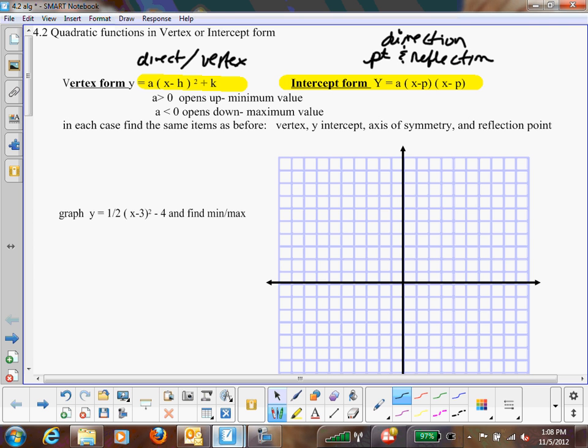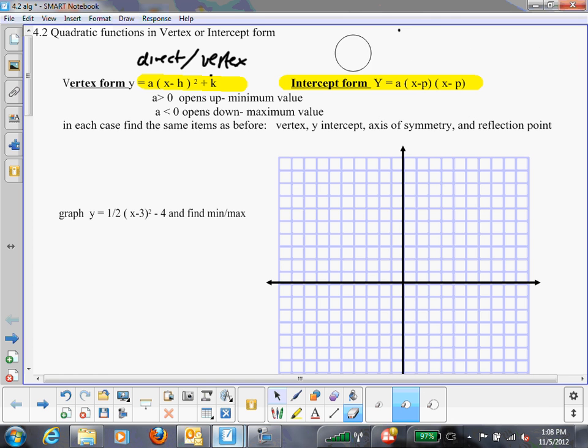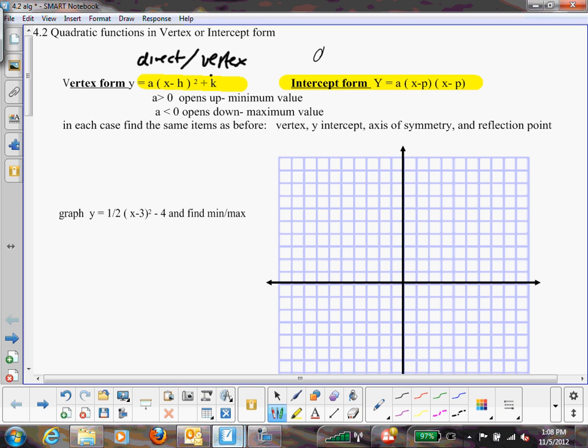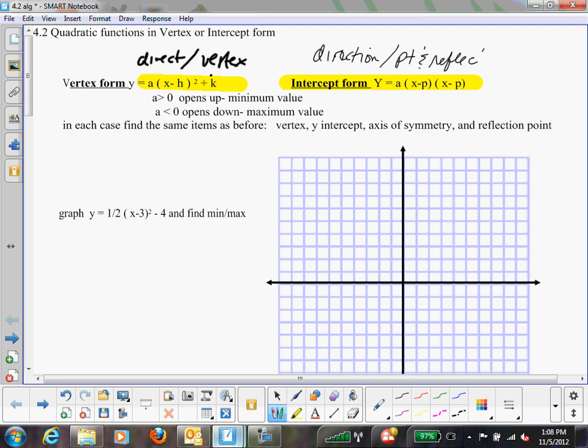The direction is going to be determined again by whether you have a positive sign or a negative sign in front of that parenthesis. So the direction and the vertex, the direction and a point and its reflection. The first thing you want to do as you're looking at these is first determine which form is given to you. What is this form?